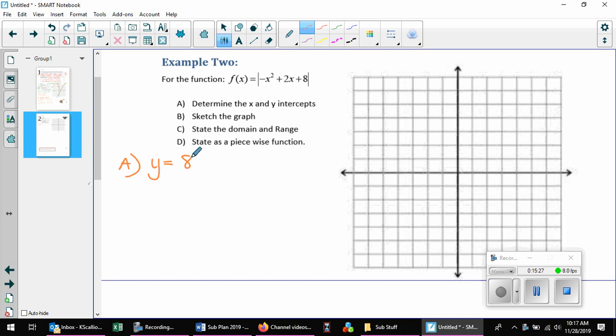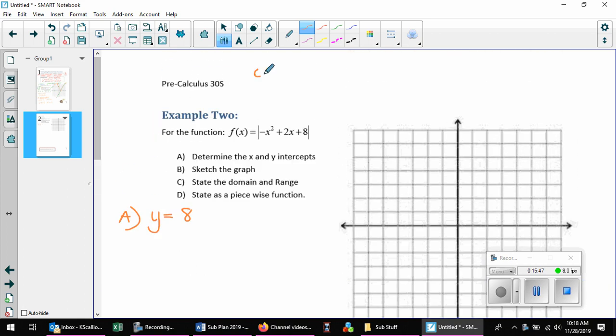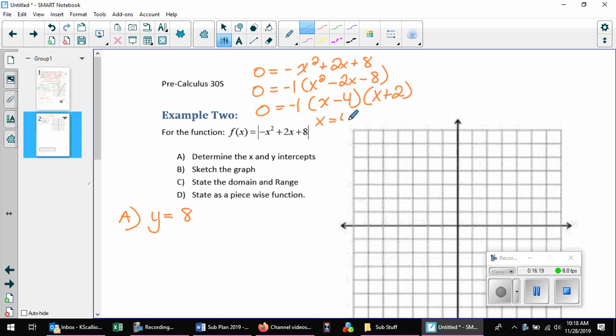Okay, so now we're going to do x-intercepts. We do it one of two ways: we factor, or we program a formula. I think I'm going to factor because it's faster. So 0 equals negative x squared plus 2x plus 8. It stresses me out when the x squared is negative, so I'm just going to factor that negative 1 out. So this is going to be negative 1, x minus 4, x plus 2. So x equals a positive 4, and x equals a negative 2 for my x-intercepts.